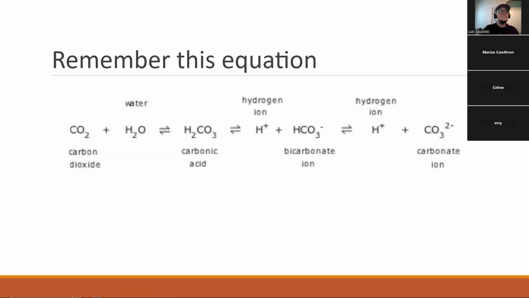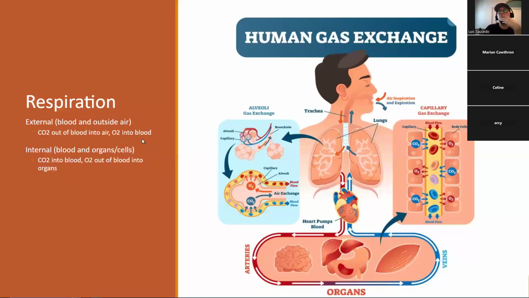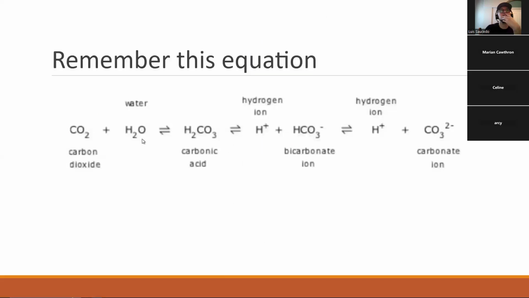Again, I wasn't there on Thursday, but I'm sure this equation was shown. I don't believe you're going to have to write out this equation, but you'll definitely be asked a question about what this equation actually means and what it's for. So the biggest thing to remember is it's showing how, let's see if I have a better picture of this. I really don't.